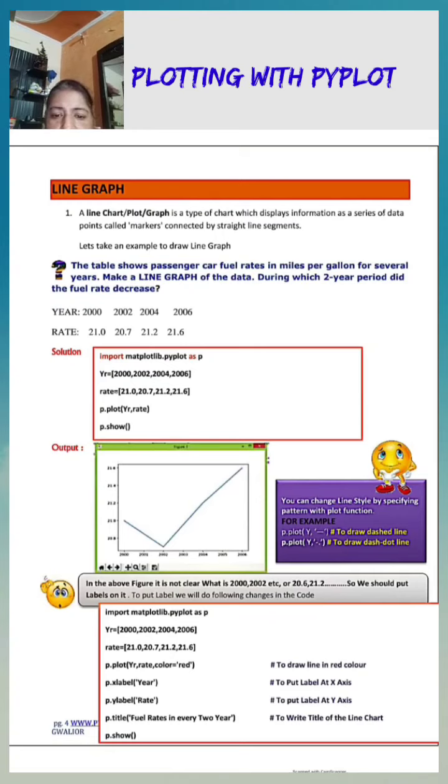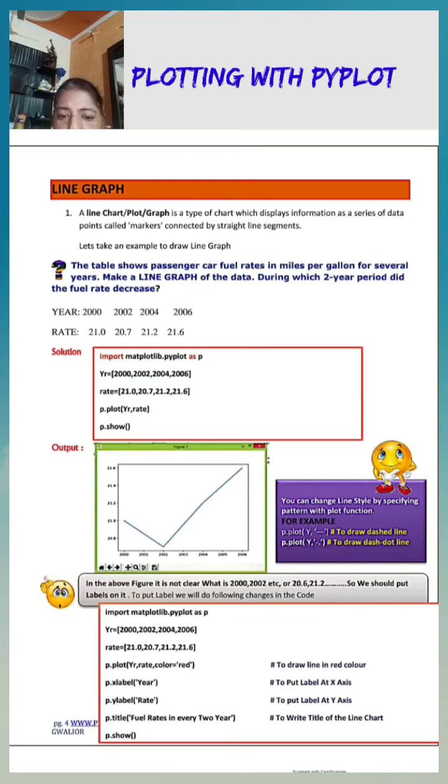stored in the list, p.plot(yr, rate, color equal to red). It means I have changed the color of the line to red. I can use this code as p.plot(yr, rate, 'red'), simply writing red in single quotes, or you can simply write 'r' in single quotes.